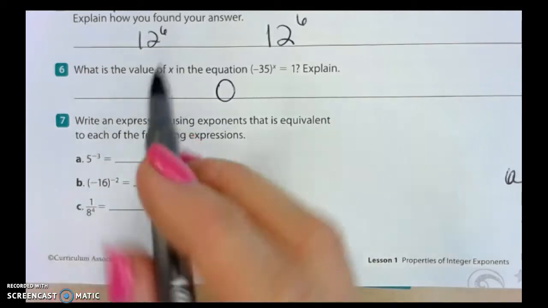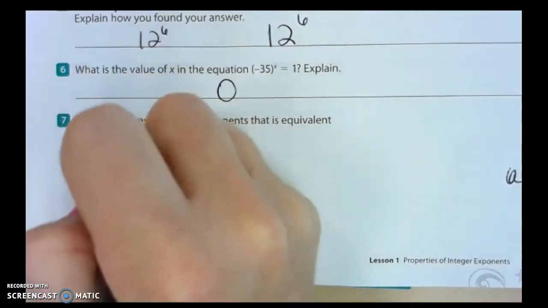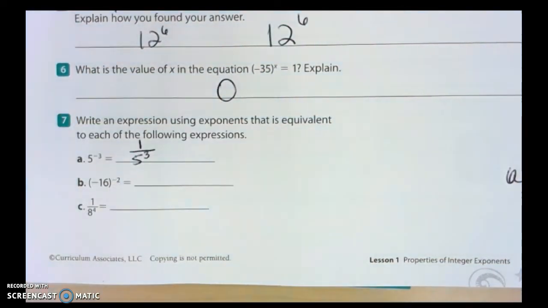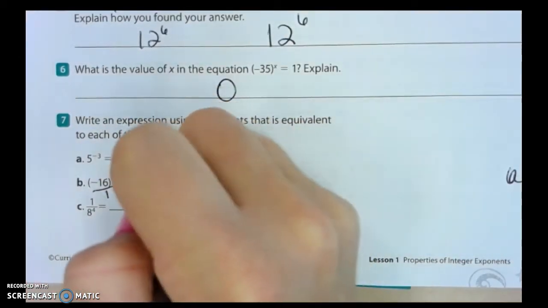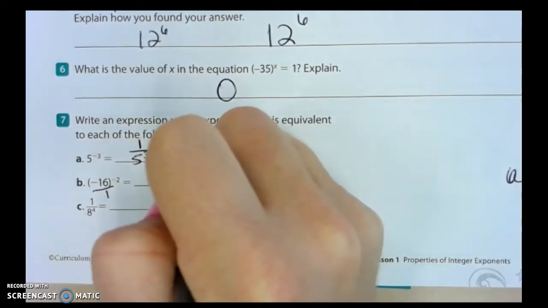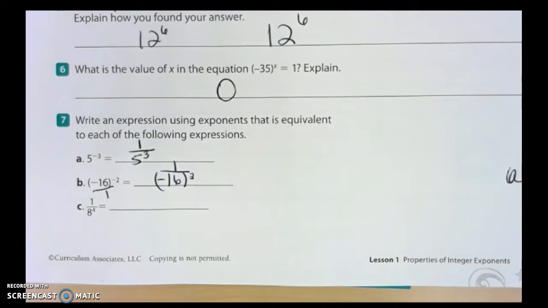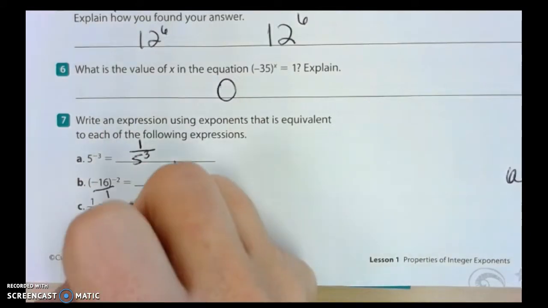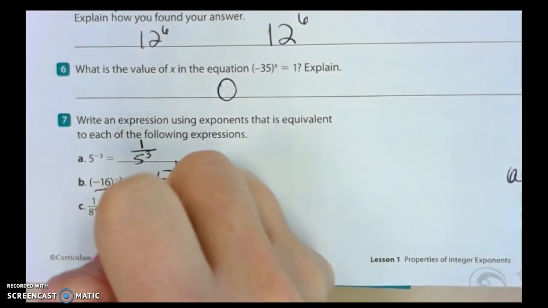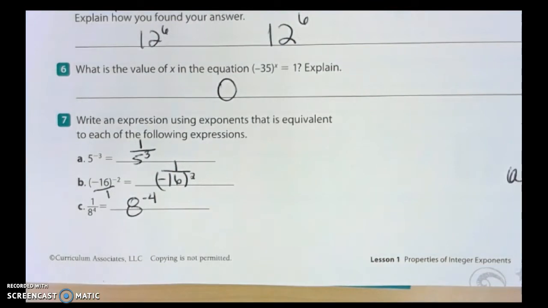5 to the negative 3, the equivalent would be the positive version. 1 over 5 to the positive 3. Those would be equivalent. Equivalent means equal. Negative 16 to the negative 2. When we write that as a positive exponent, that negative 16 will remain negative. Make it a fraction. Flip the reciprocal. The exponent becomes positive. 1 over 8 to the 4th. The equivalent value would be the negative exponent reciprocal, which is a whole number, 8 to the negative 4.